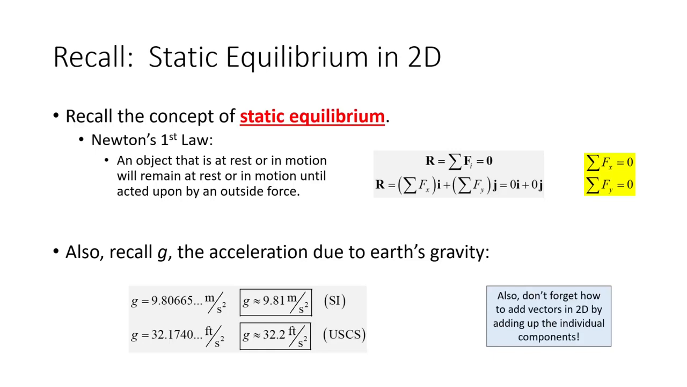So all we're going to be doing in 3D is having a simultaneous system of 3 equations and 3 unknowns. Now, make sure that you don't forget the acceleration due to Earth's gravity. Basically, we're just adding vectors up in 2D by adding up those individual components, and this is what we're going to be doing today, just in 3D.